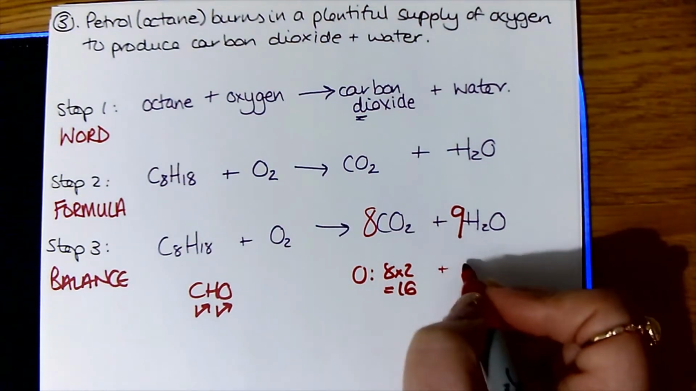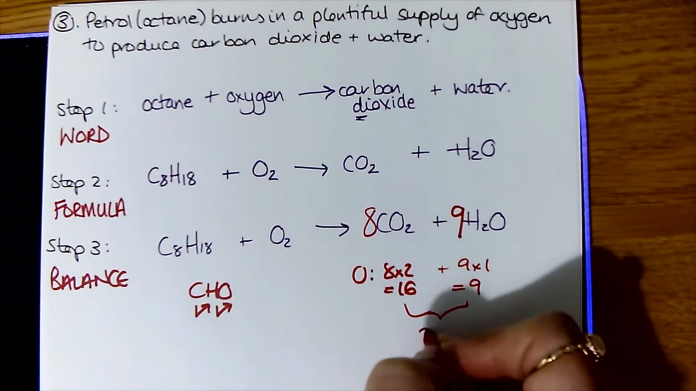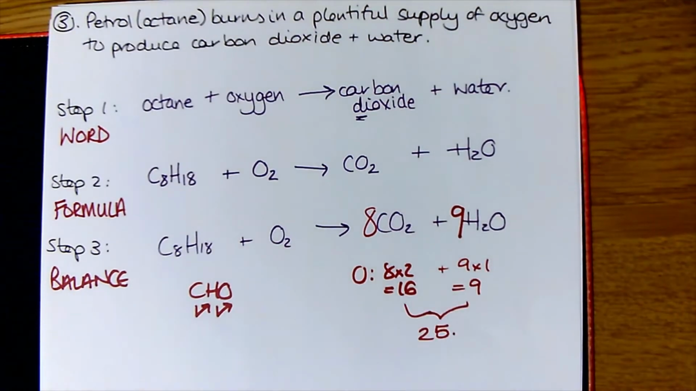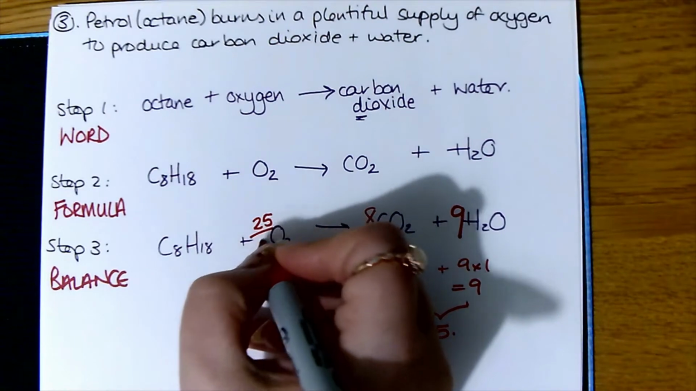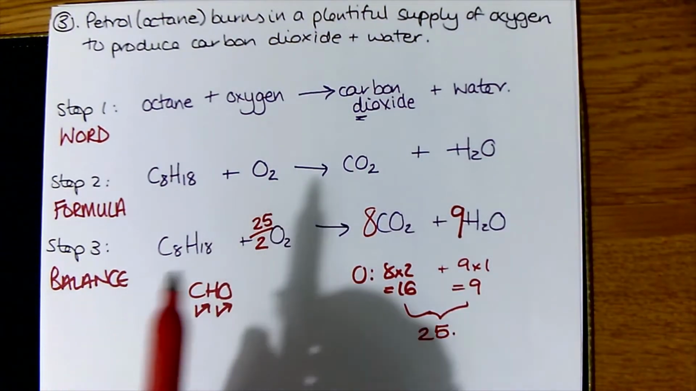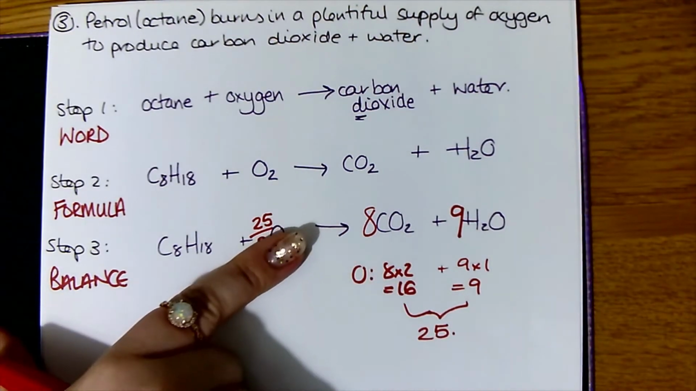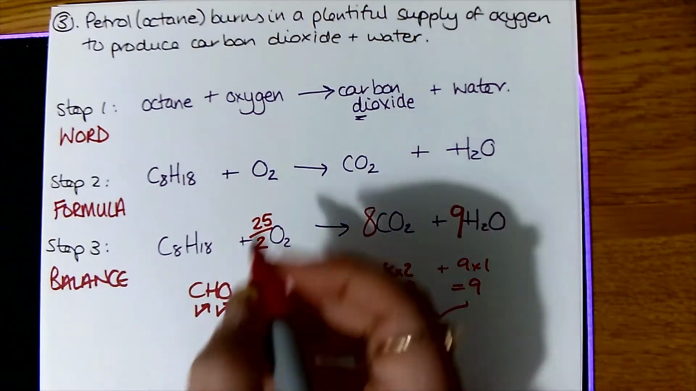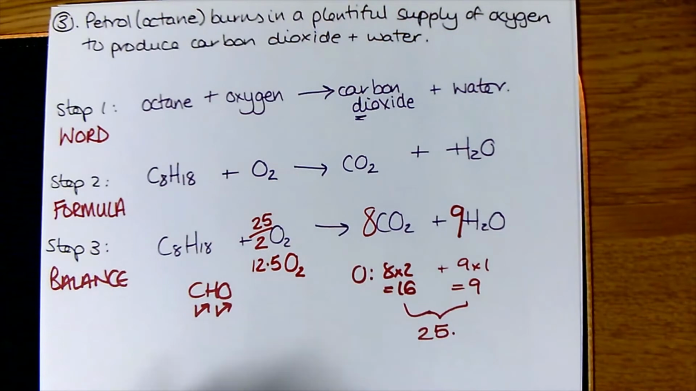And we have 9 times 1 oxygen on this side. So in total, we have 25 oxygen atoms. There are 2 ways that you can show that here. The simplest by far is to leave it as a fraction. You can show this as 25 over 2 oxygens, and when this 2 and this 2 are multiplied together, that leaves us with 25 oxygens, or you could write this as 12.5 O2. Both answers are correct.